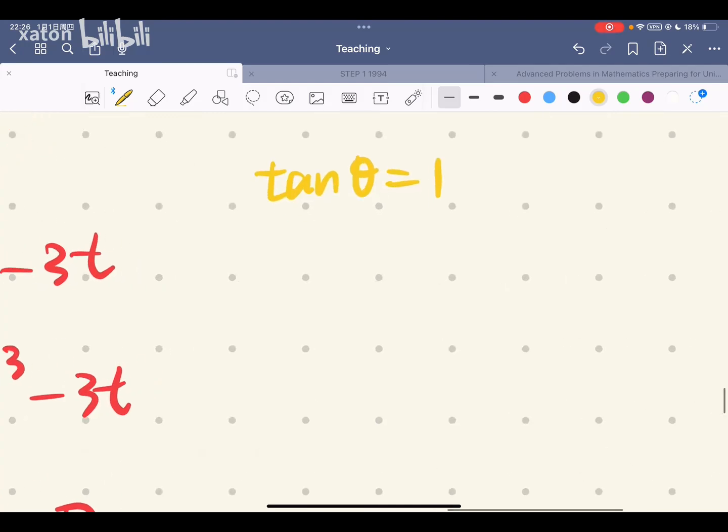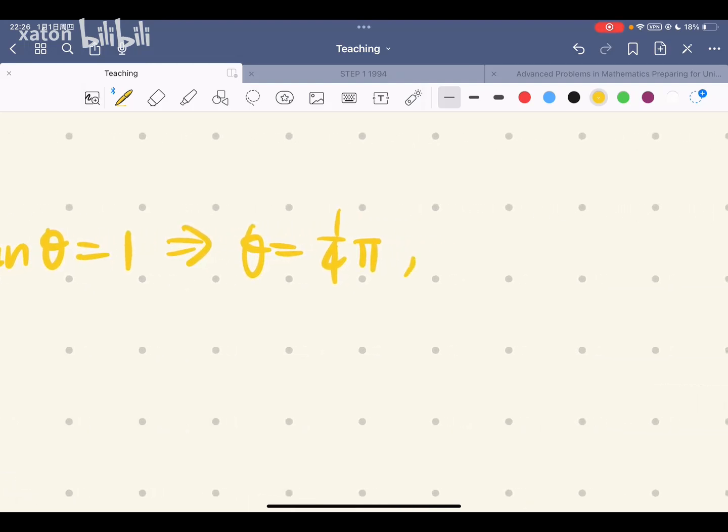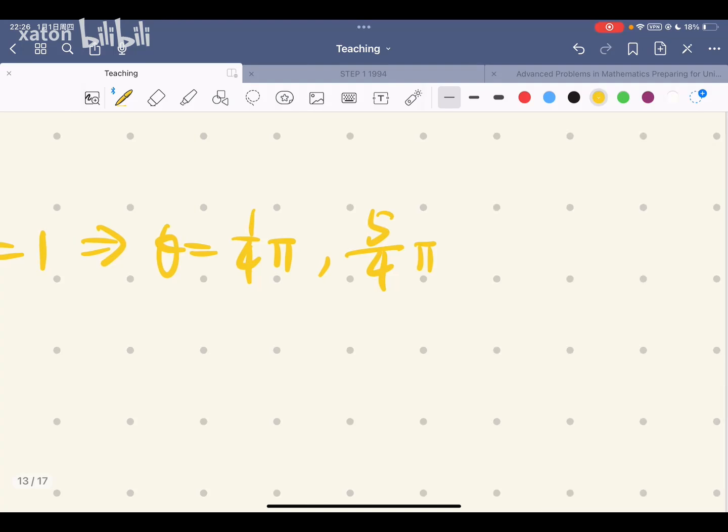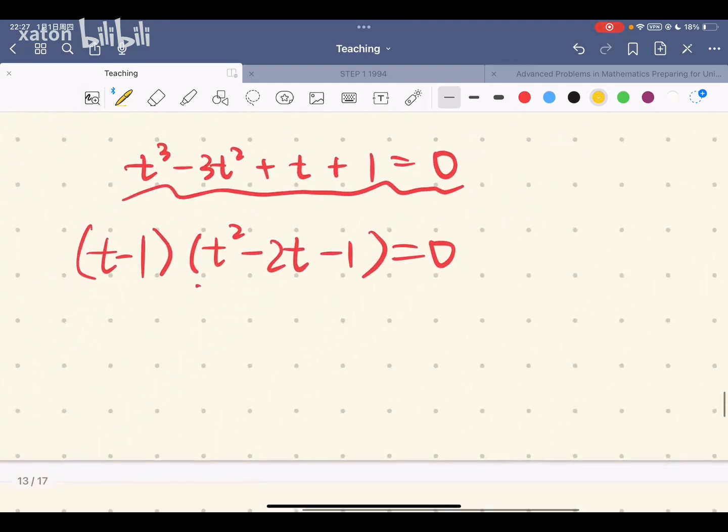So this gives us theta equal 1/4 of pi. We add a pi to the first solution, and we get the next solution, 5 over 4 times pi. The next one should be 9 over 4 times pi, but that is more than 2 pi, out of the interval. So we abandon that one. Let's look at the next part.